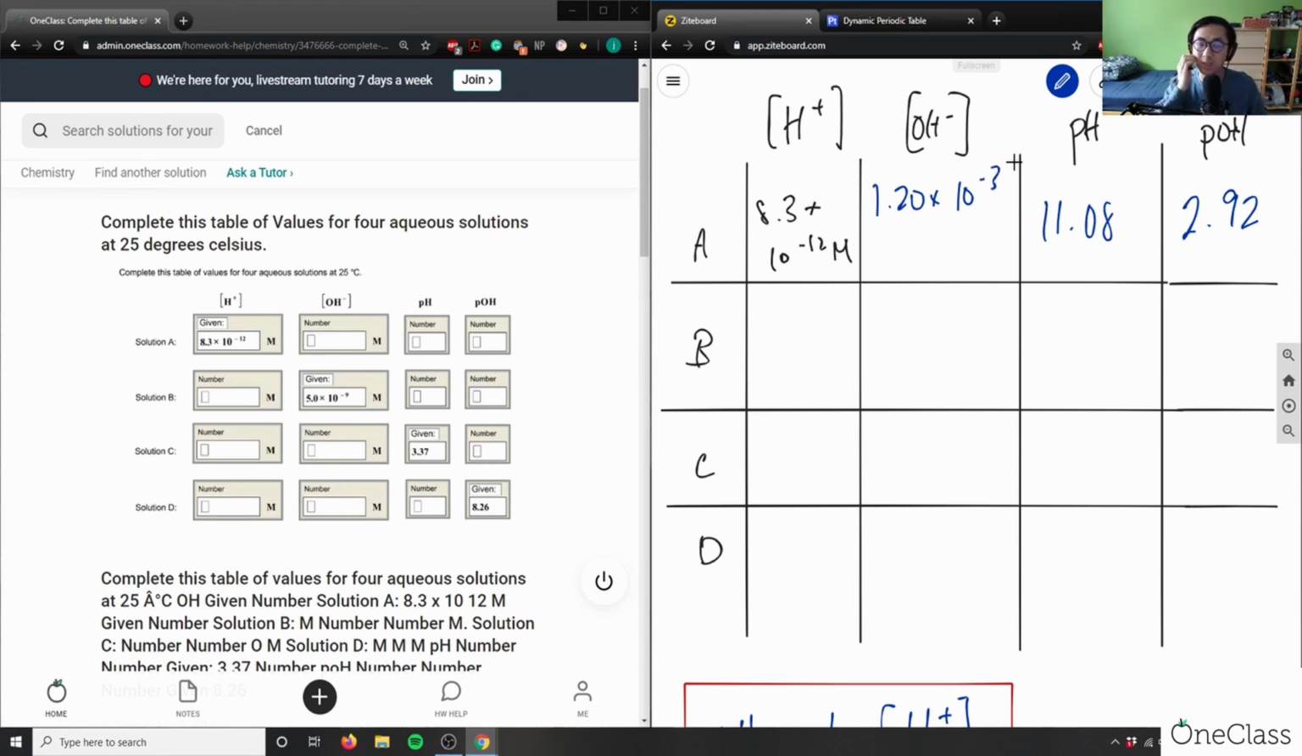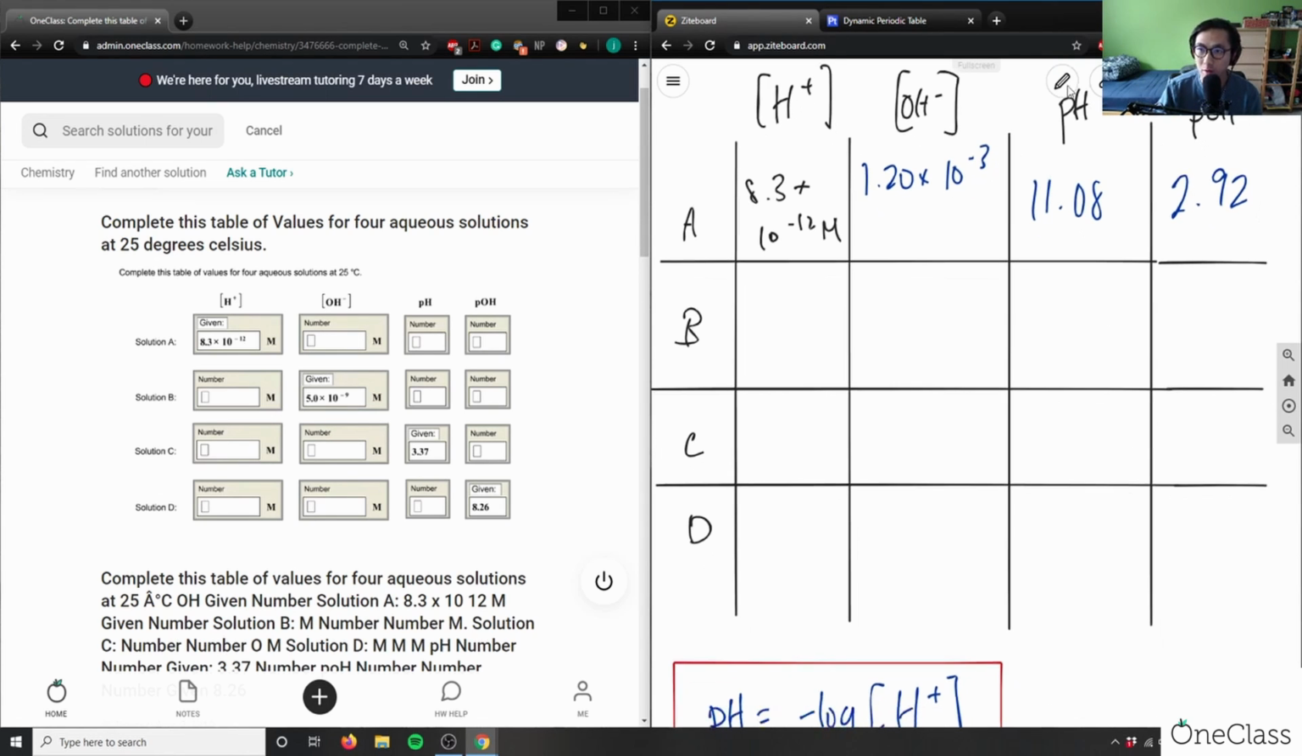Sweet. So basically what we have to do is the exact same thing as we go down the column here. So let me just draw it out for you. This is 5.0 times 10 to the 9. This is 3.37. This is 8.26. So again, the order doesn't really matter in terms of how you do this. I usually do OH with OH and pH with pH just for simplicity's sake.